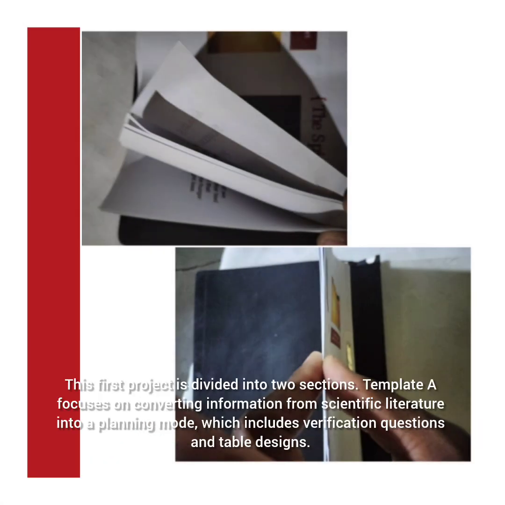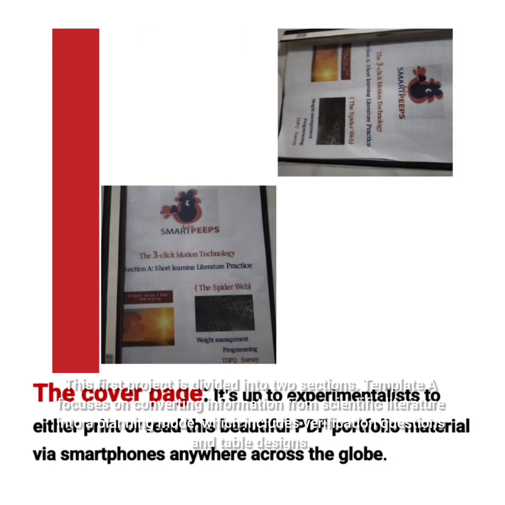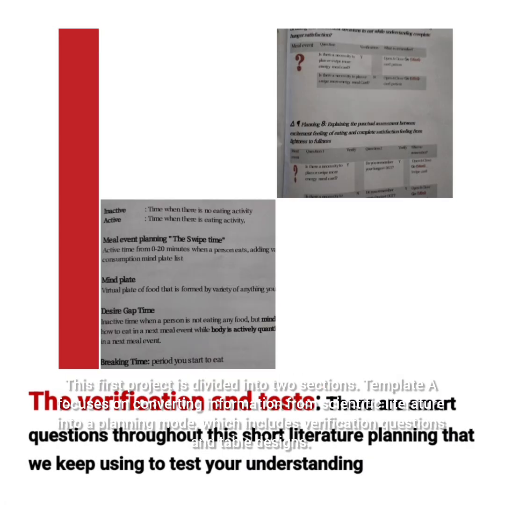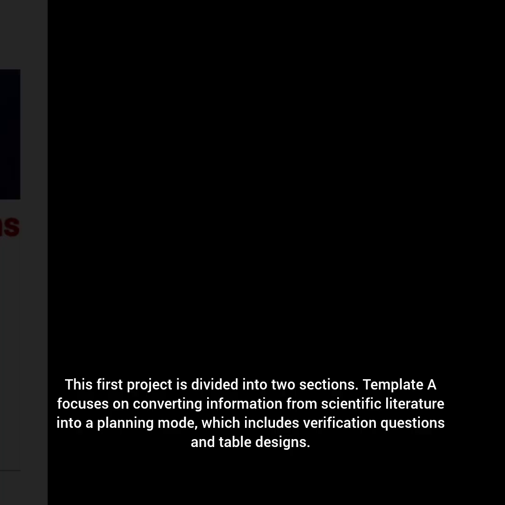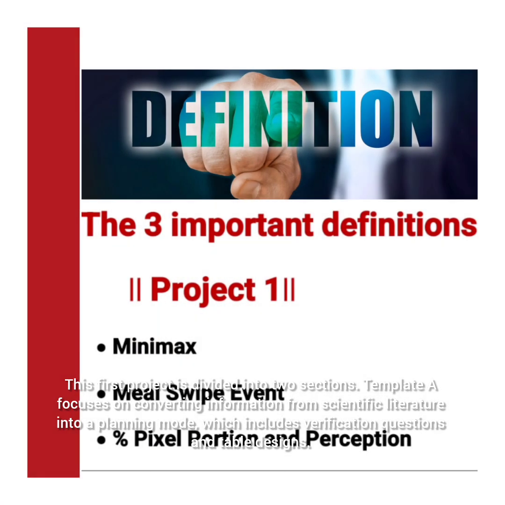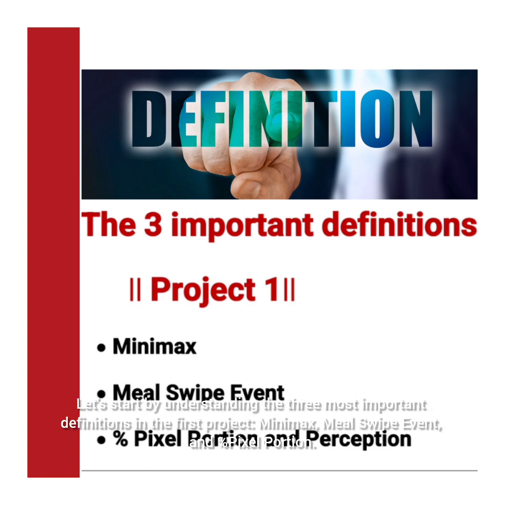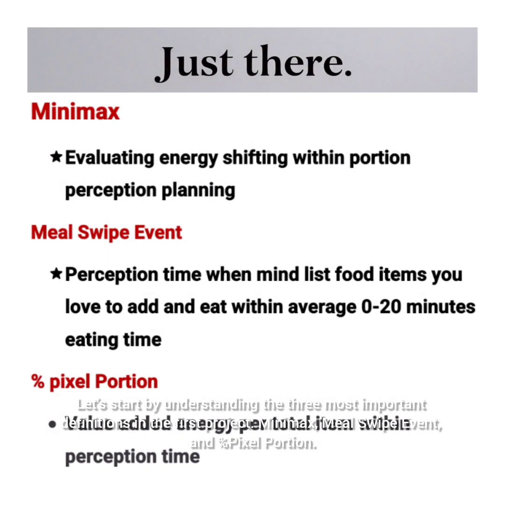This first project is divided into two sections. Templator focuses on converting information from scientific literature into a planning mode, which includes verification questions and table designs. In this video, we will illustrate what the inventor refers to as the Minimax and Perception percent pixel portioning science and IQ technique.